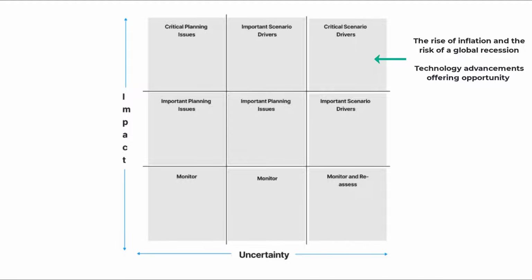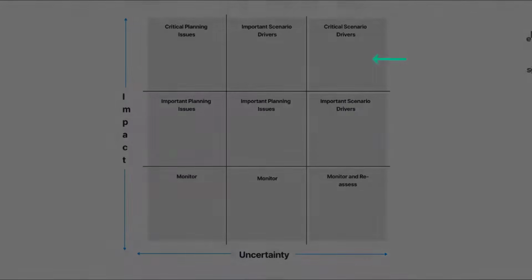Number one is going to be in terms of the economic factor, with the rise of inflation and the risk of a global recession. And the other is going to be in relation to technology, in terms of the advancements offering businesses worldwide opportunity. And I'll show you what all this means within the following step.